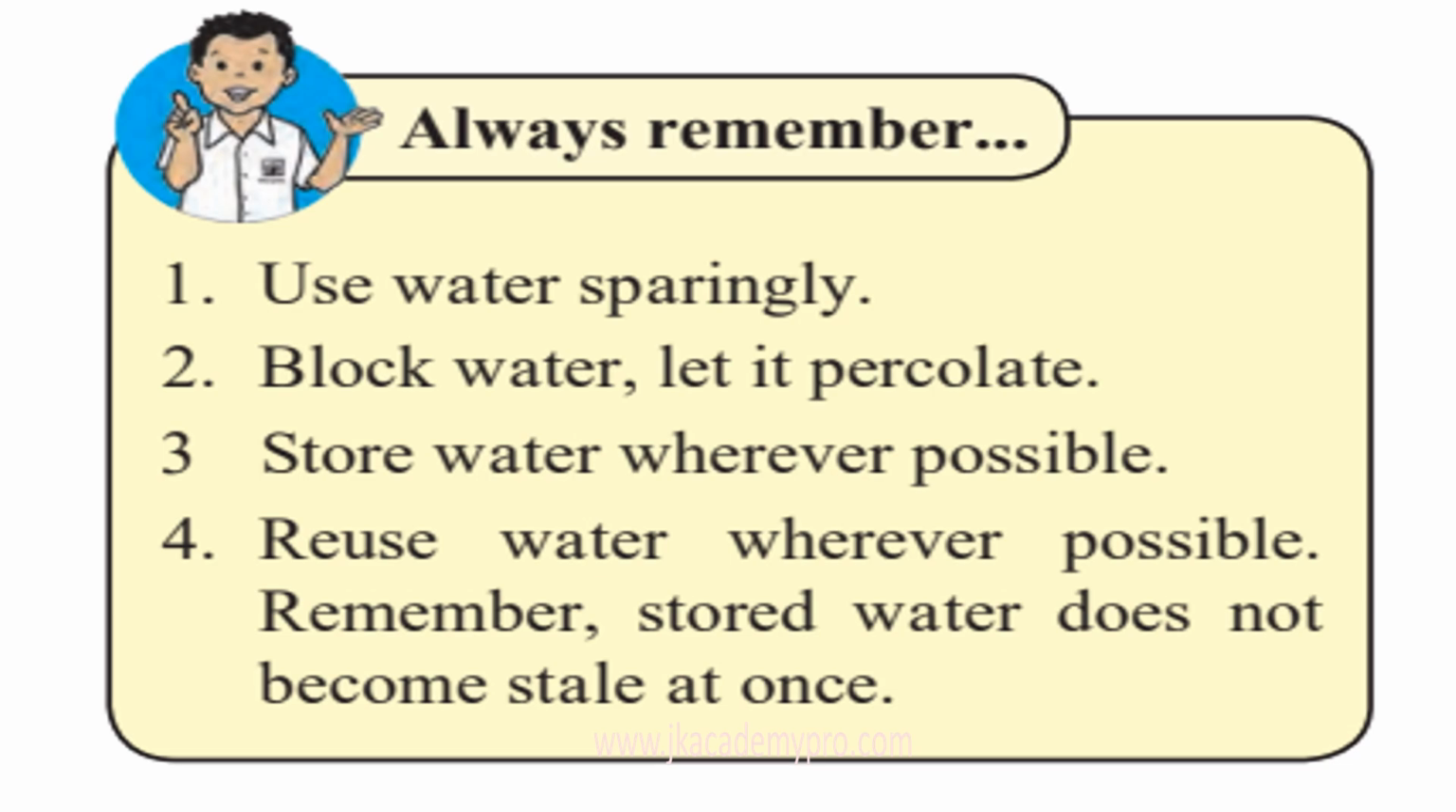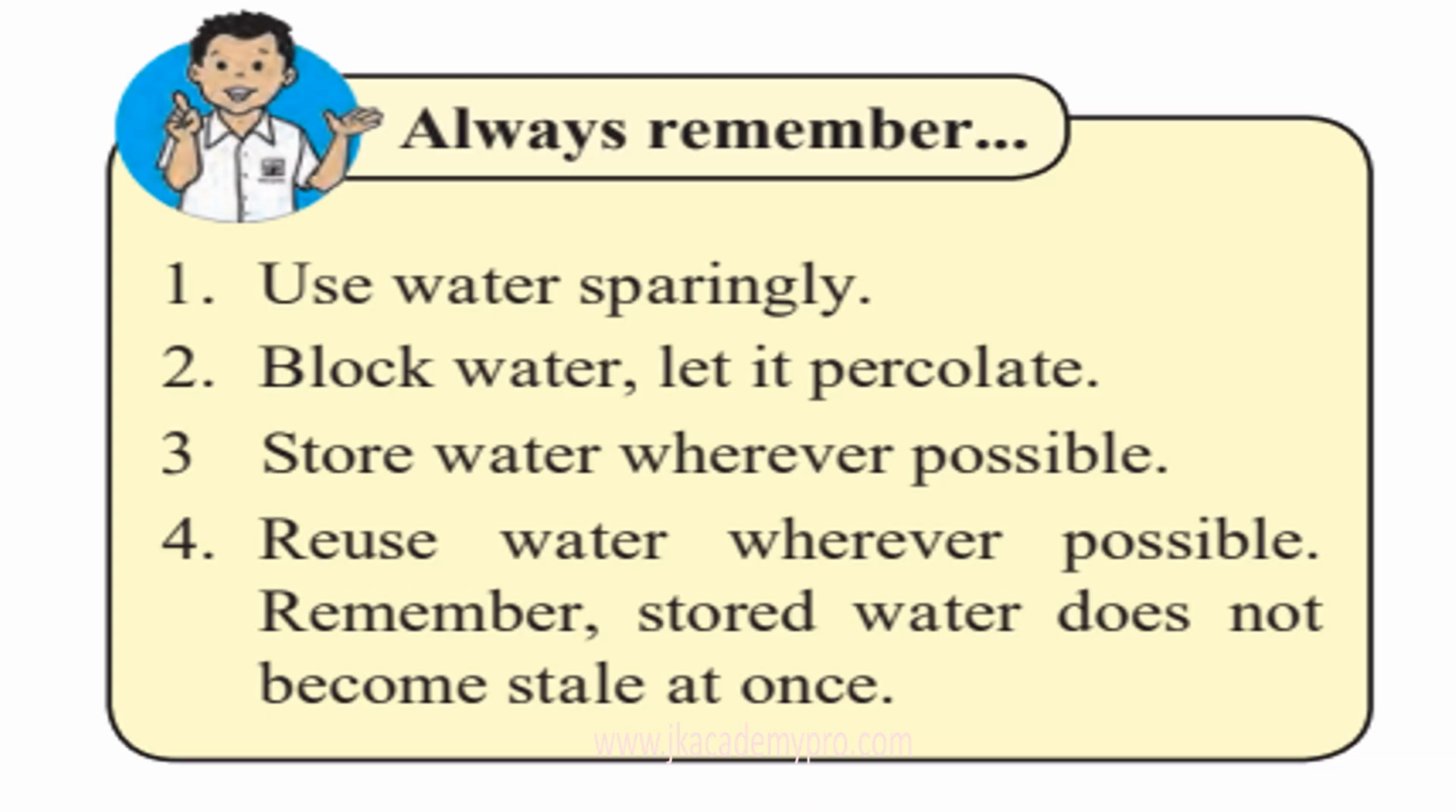Second is block water, let it percolate. It means that put bunds or put dams and let the water get collected, let it go into the ground, let it sustain so that we can have more wells and we can have more bore wells, and even our plants and other animals can get water.